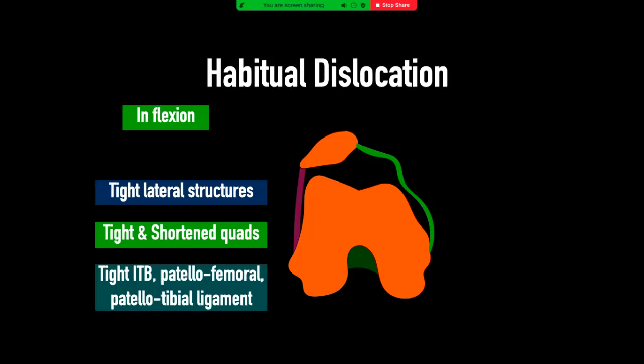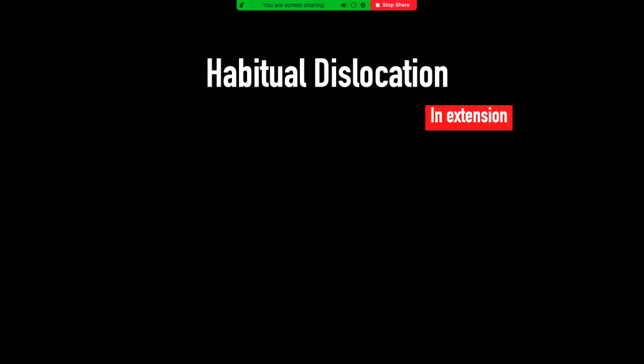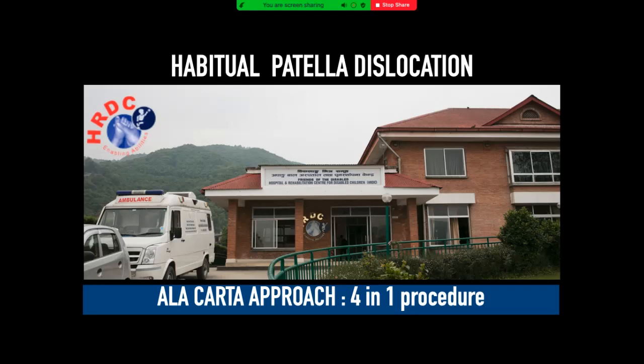So habitual dislocation can be in flexion. This is because of tight lateral structures, tight and short quadriceps, tight ITB, and patellofemoral and patellotibial ligament tightness, which may result in habitual dislocation in flexion. In extension, the causes are patella alta and trochlear dysplasia. Trochlear dysplasia is tricky. It can dislocate in flexion and also in extension, and MPFL insufficiency also leads to dislocation in extension.